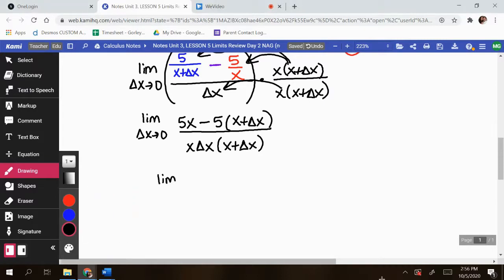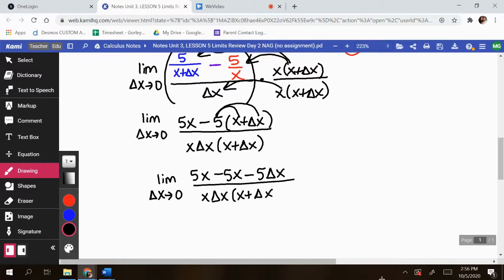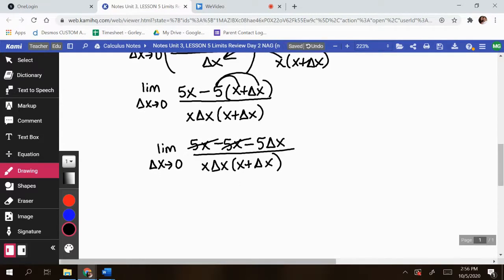Okay, so I'm going to rewrite this limit as the limit of 5x minus 5x, distributing. We get minus 5 delta x all over x delta x times the quantity x plus delta x. Okay, the 5x's cancel. Take a look at what I have left now. I have a negative 5 delta x in the numerator, and I have x delta x times x plus delta x in the denominator.